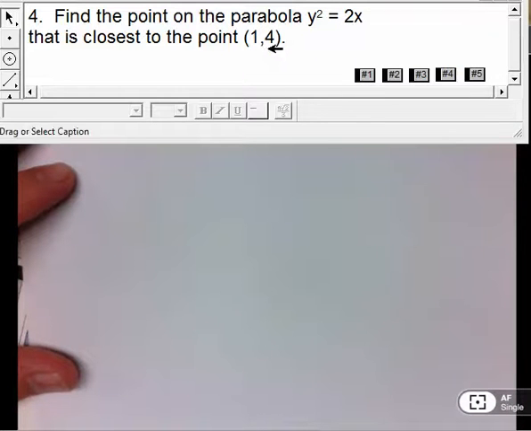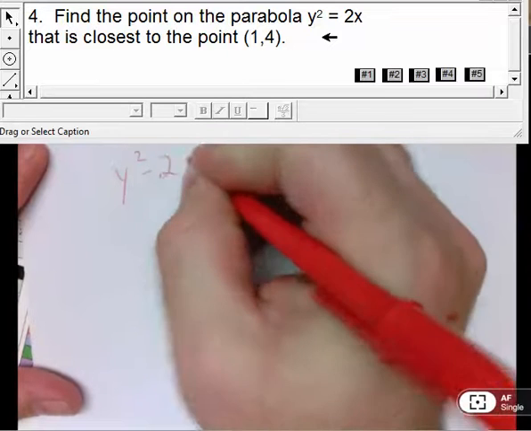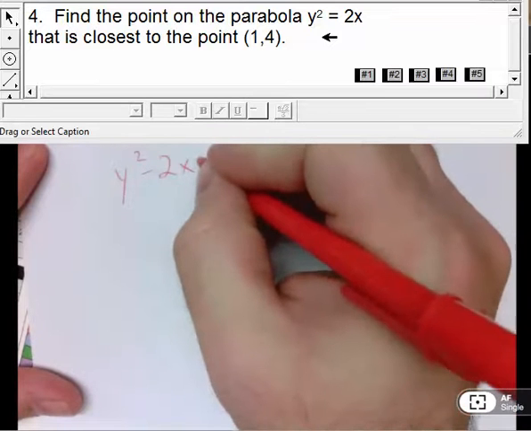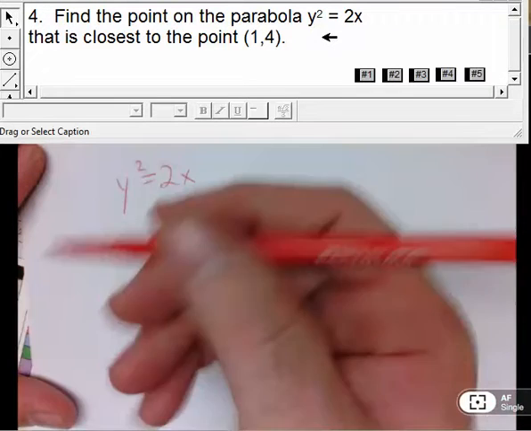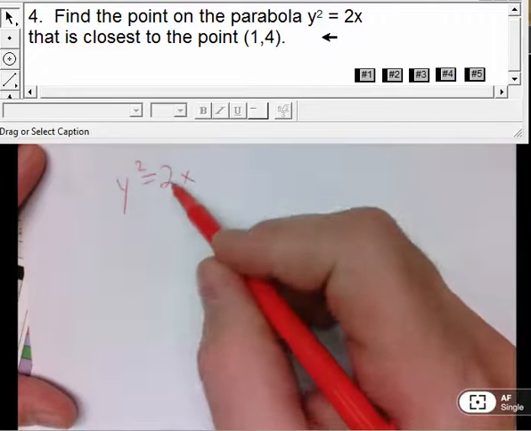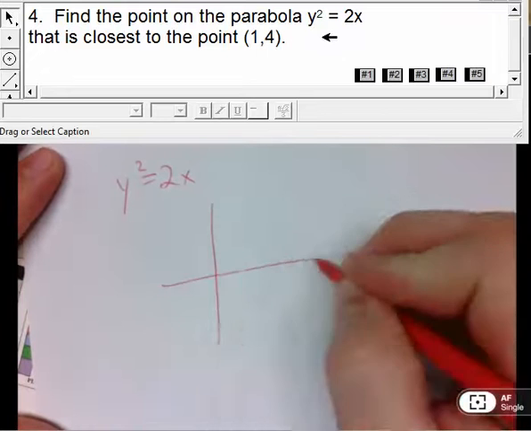So this one's very visual. You really want to have a good picture of what this looks like to help you figure that out. So let's get a good picture. This is y squared equals 2x. This is one of those parabolas opening to the right with some stretching or shrinking going on. It doesn't really matter. Just get a rough idea of what it looks like.